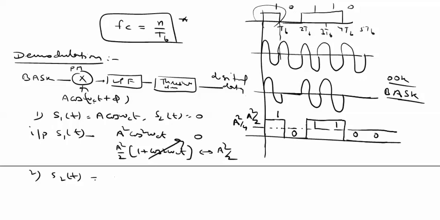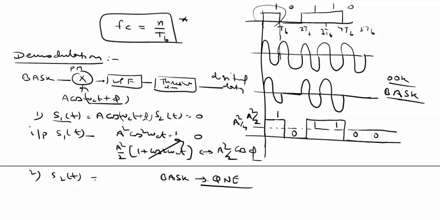If some phase difference is produced in the locally generated carrier, what will be the effect of the phase variation? If S1 is the input, the phase variation is also present in the output. If the phase variation is 90 degrees, the result will be 0. This means BASK has a quadrature null effect; it is affected by quadrature null.